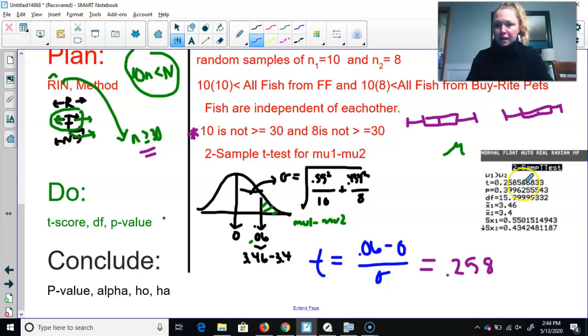We look at the 5th. If it's 5 or above, you need to round up. If it's below 5, you keep it. So we're going to round up. 0.2586. I have my t-score. I have my p-value.